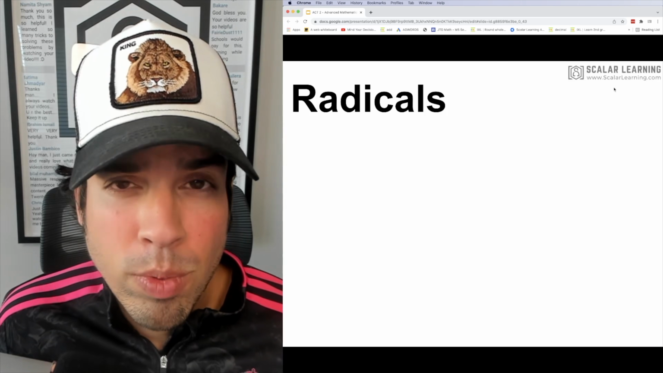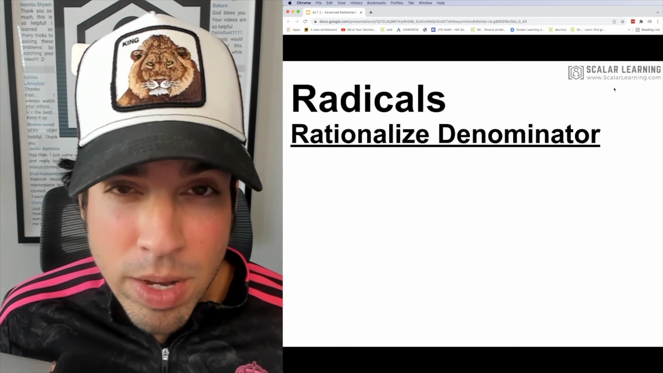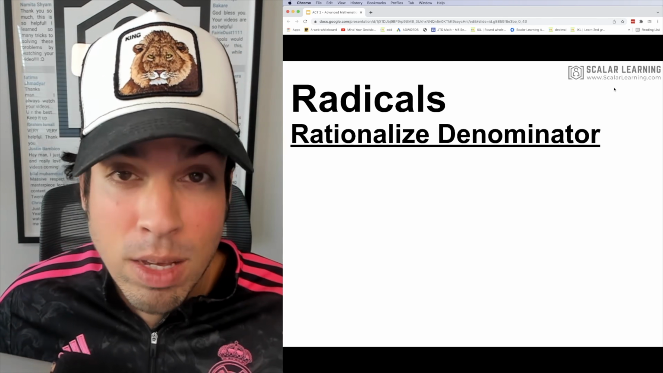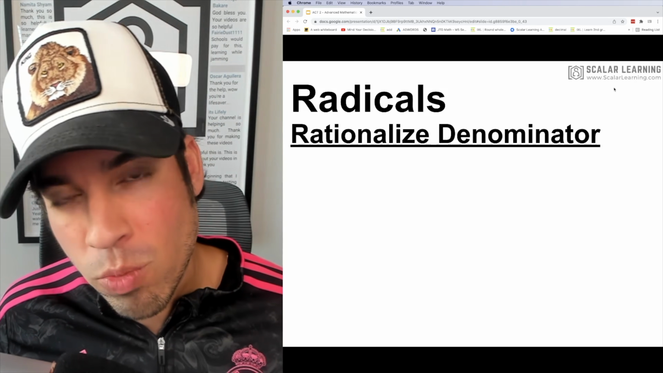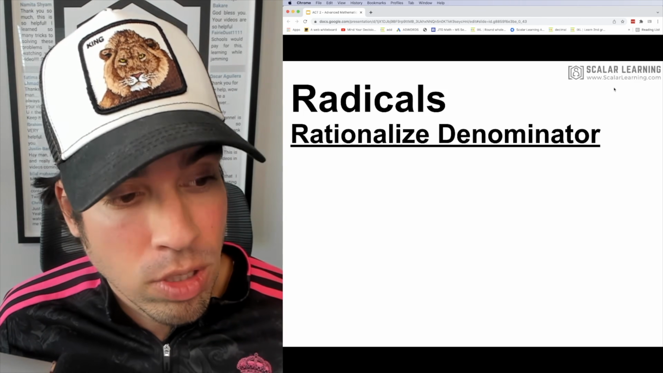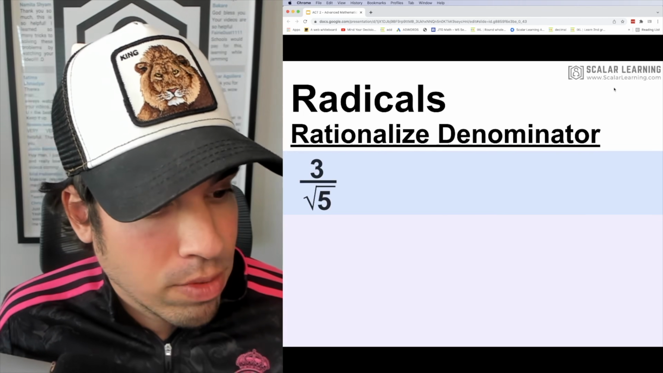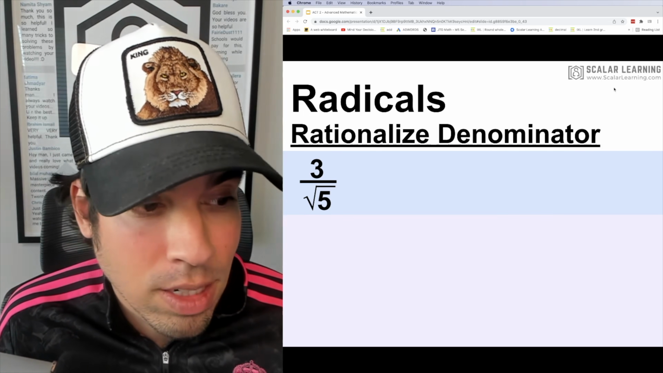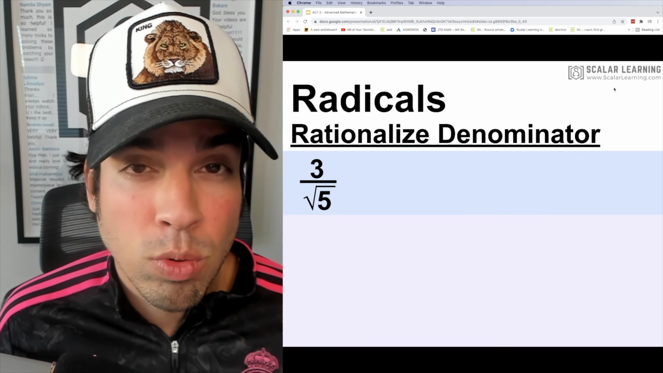Now let's talk about when we have radicals in the denominator and what we have to do. We have to rationalize the denominator. A lot of questions will just say simplify. They won't tell you this, but if there's a radical in the denominator, that's what they expect you to do. So check it out. Let's say we have 3 over square root of 5, and we need to rationalize the denominator. We need to turn that square root of 5 into a rational number.